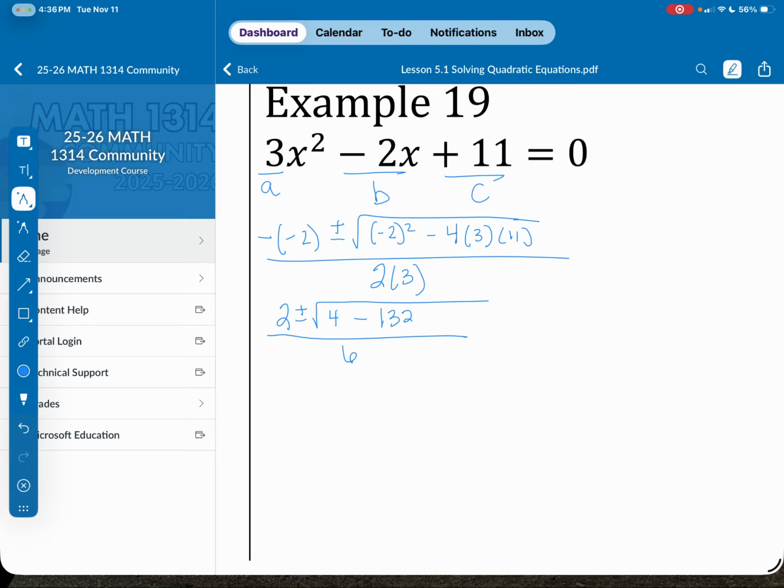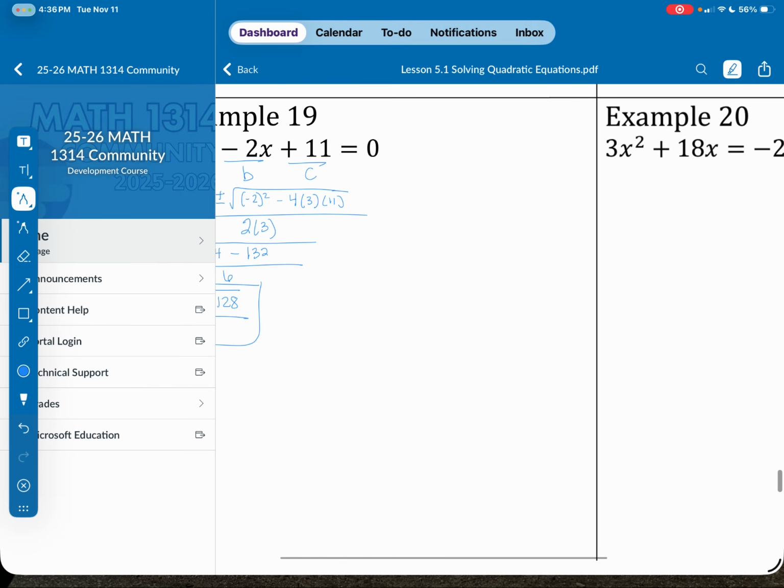Okay, so we're going to simplify this, and so we would have 2 plus or minus 4 minus 132 is the square root of negative 128, all over 6. So that's an acceptable answer. Or, let me think. I can pull that negative out, so I could say, okay, hold on. I'm going to have to do a couple of steps. So remember this. Let's just remember this. This is an answer. Okay, because these other ones you're going to be like, what the heck? How'd you do all that?